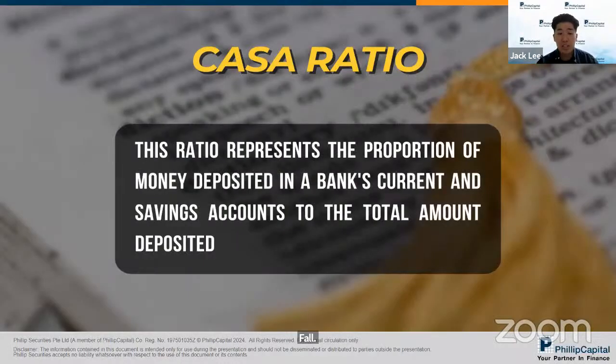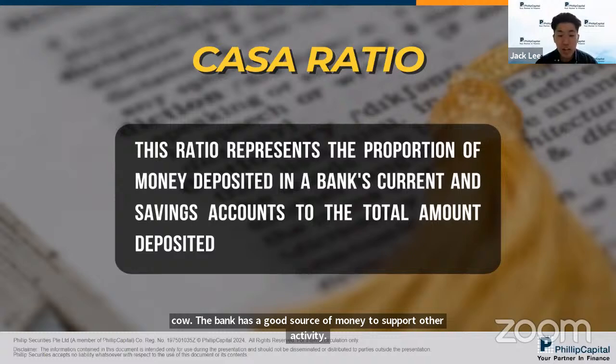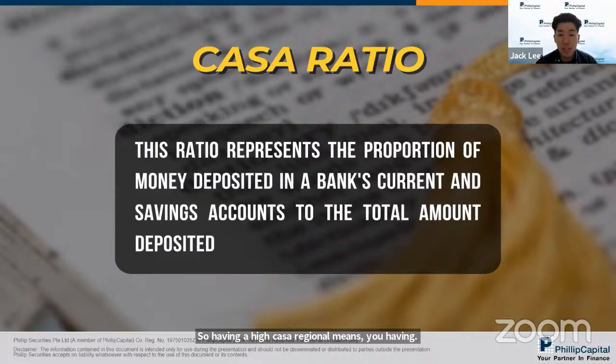And the last ratio is the CASA ratio. CASA refers to current account and savings account. Banks offer no interest on current accounts and lower interest on savings accounts than on fixed deposit accounts. Because of the low funding cost in these accounts, the bank has a good source of money to support other activities. So having a high CASA ratio means the bank has a lower rate to borrow money from the public.